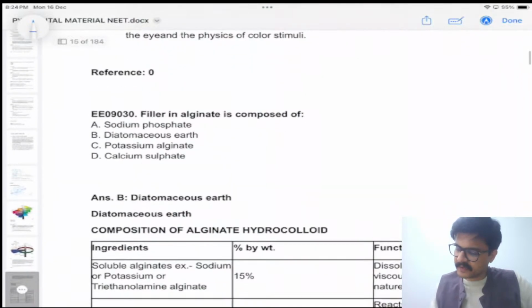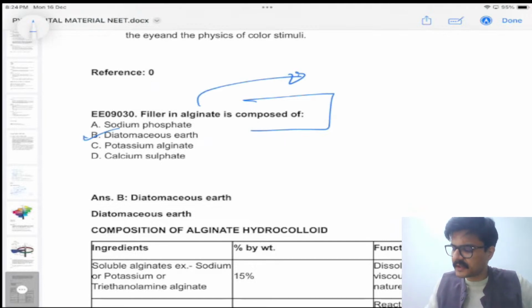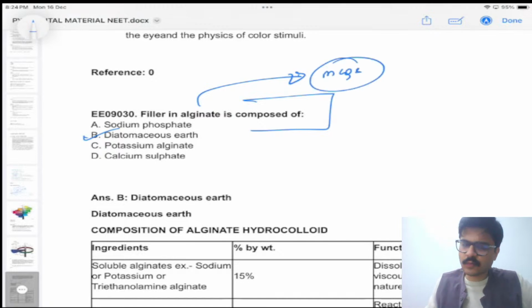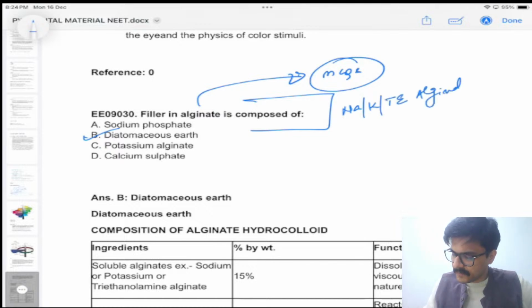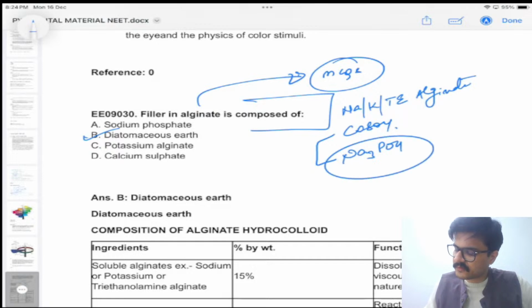Next, filler in alginate is composed of, this is often asked, diatomaceous earth. What are the other important points regarding the MCQs of the composition of alginate? What is the main reactor? The active ingredient is the sodium or potassium or triethanolamine salt of alginate, right? The reactor is calcium sulfate. The retarder is sodium phosphate, right? So first the reaction of calcium sulfate and sodium phosphate takes place. Once the entire sodium phosphate is used up, then calcium sulfate and sodium or potassium alginate react to give the cross-linked three-dimensional structure, right?